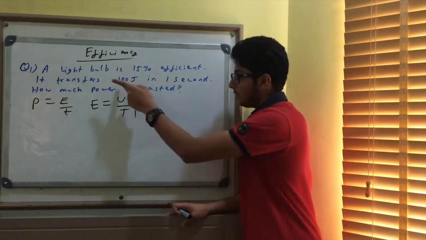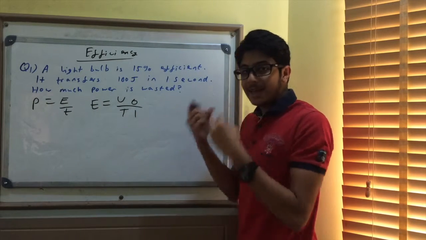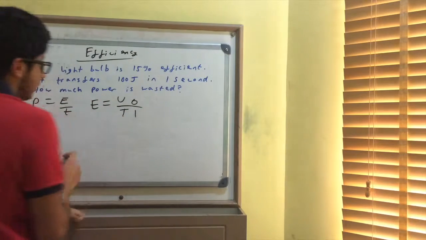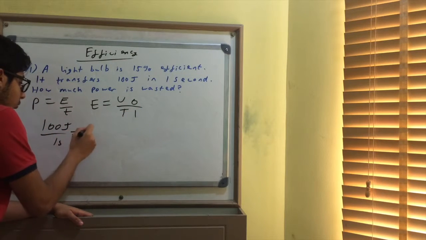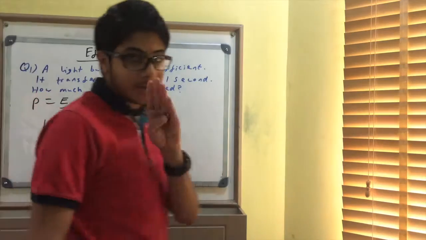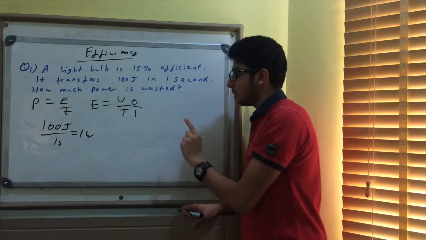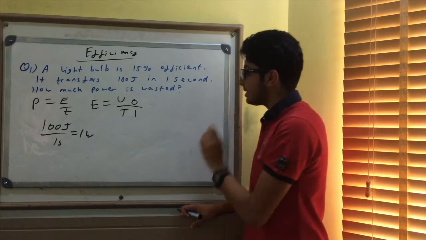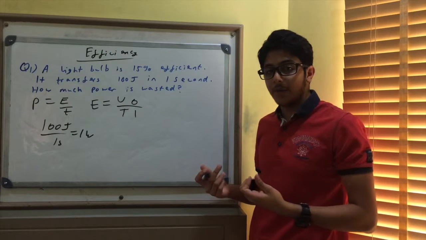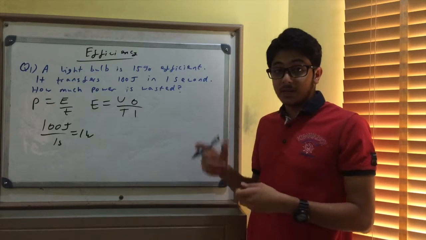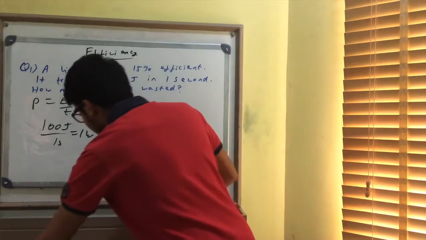First of all, we have energy in joules and time of 1 second. What is the total power input? 100 joules divided by 1 second gives you 100 watts of total power input. And we know that the light bulb is 15% efficient. So 15% of that 100 watts will be useful power, but 85% of it will be wasted power.